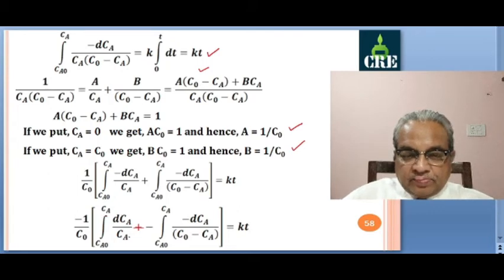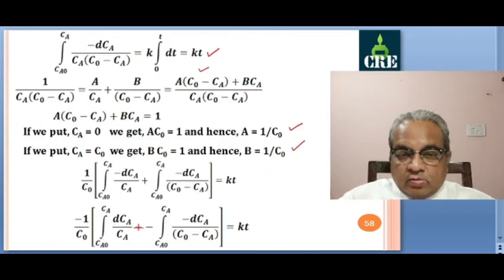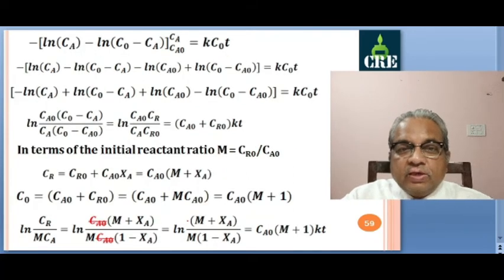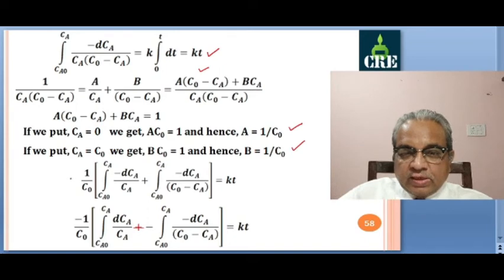Minus dCA by CA, minus ln of CA. Then minus ln of the denominator, so minus ln of C0 minus CA, from CA0 to CA. What we have done here is take this minus sign outside. This minus sign I should also take out, and this becomes plus, and this minus sign I have split in order to adjust for this integral.